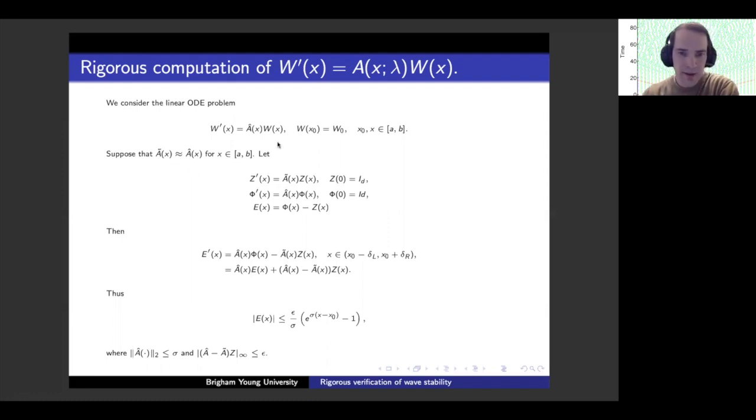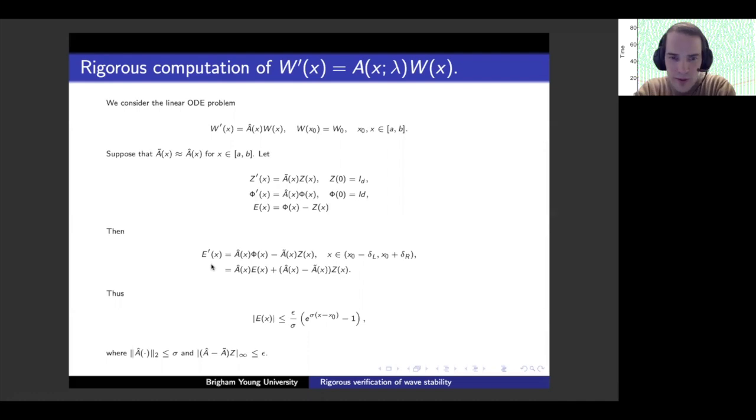So the idea is we're going to approximate the matrix A. By the way, we're just fixing lambda. Lambda is a parameter here. We're just fixing it. So now we just have an ODE depending on x. And we're going to approximate A hat of x, say with a polynomial for each entry. And then we're going to solve for z prime. So we're going to solve almost the right system, but we're going to solve it with the initial conditions being the identity matrix. So we're solving for a fundamental solution of this approximating ODE. And we're going to compare the error as if we were solving for a fundamental solution for the ODE we care about.